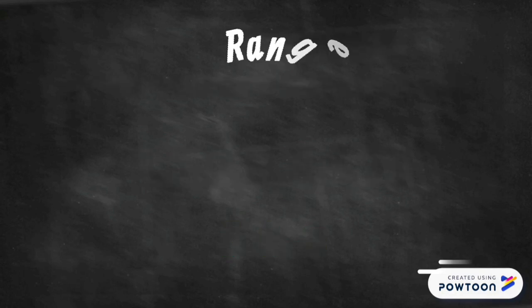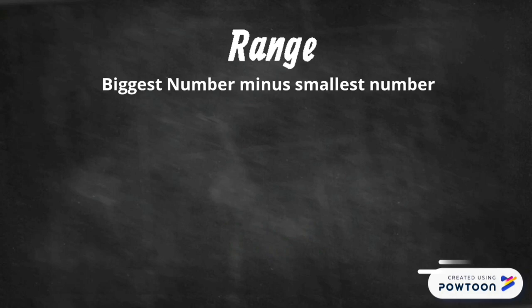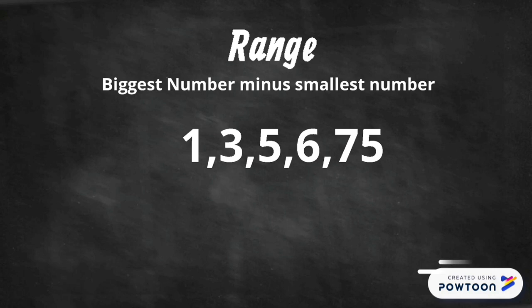Let's move on to range. The range is the biggest number minus the smallest number. Let's take an example. In this question, 75 is the biggest number and 1 is the smallest number. So 75 minus 1 is 74. So 74 is the range.